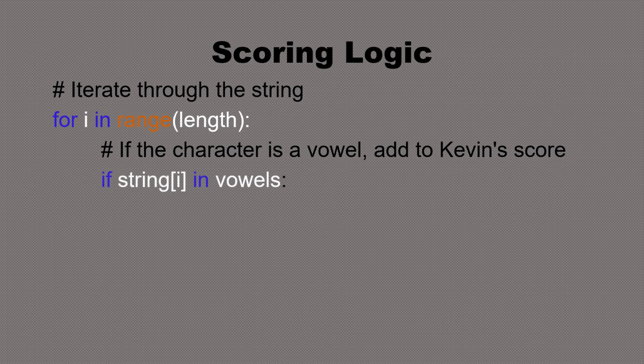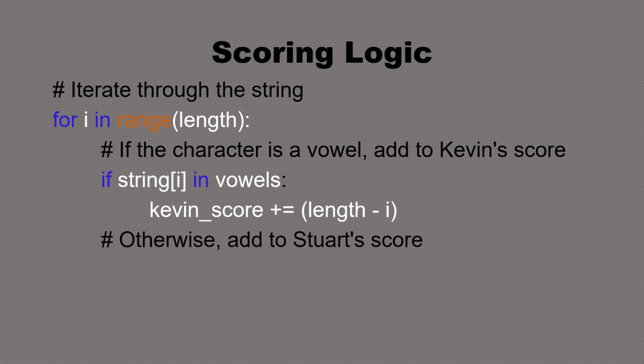If string[i] in vowels checks if the character at position i is a vowel. Instantly, we add the number of substrings to Kevin's score using kevin_score += length - i, which adds length minus i points to Kevin's score. Length minus i represents the number of substrings starting from the character at position i.